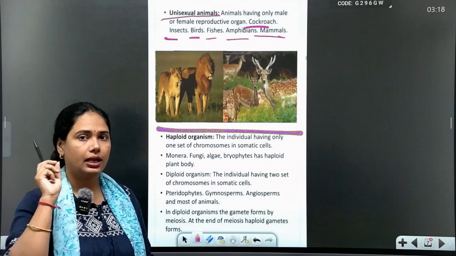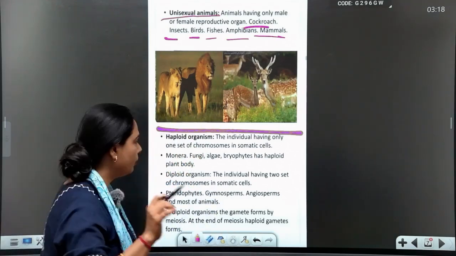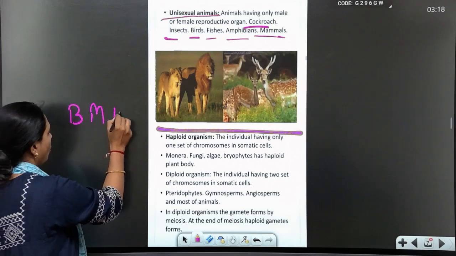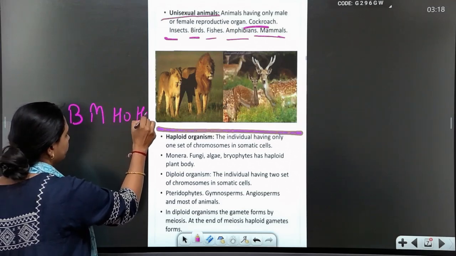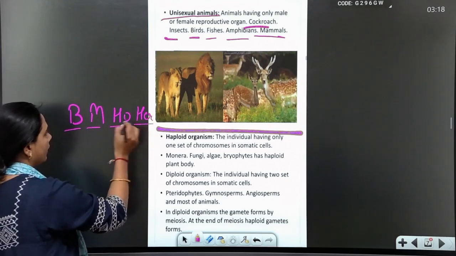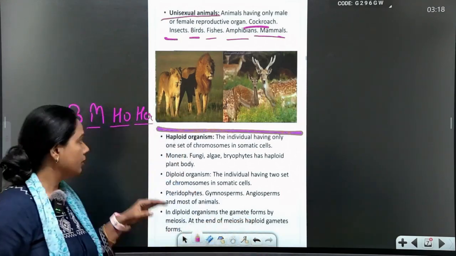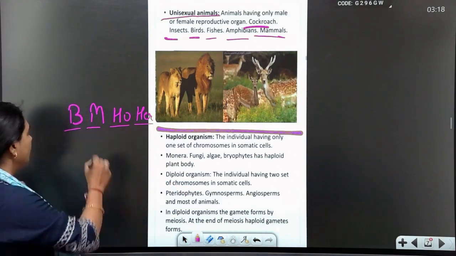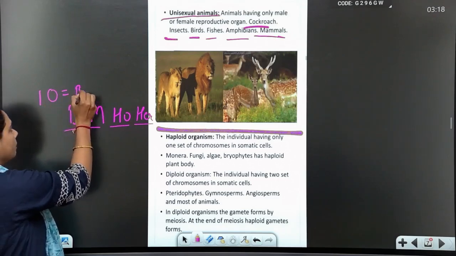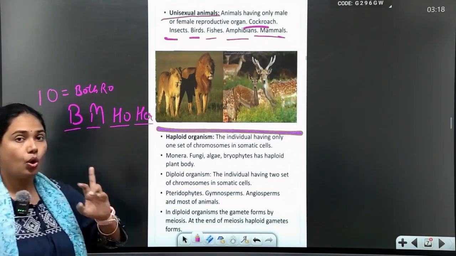But there is a very common pattern, a formula: B, M, Ho, Her. Bisexual, monoecious, homothallic, hermaphrodite. All these terms have the same definition, in which one single organism contains both reproductive organs. Okay? B, M, Ho, Her.